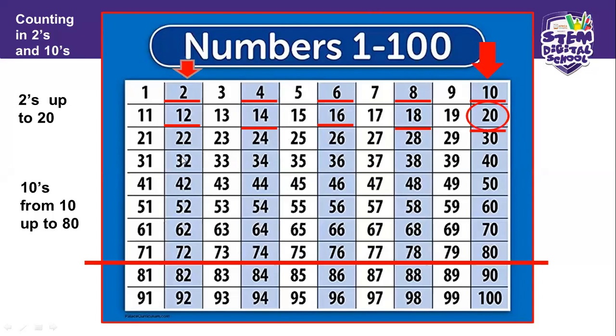So let's start with our counting. We are going to be counting in twos up to 20. So look at my cursor there. Call out two. I'll just be a bit slow, and then we go to the next one. Ready? Go.